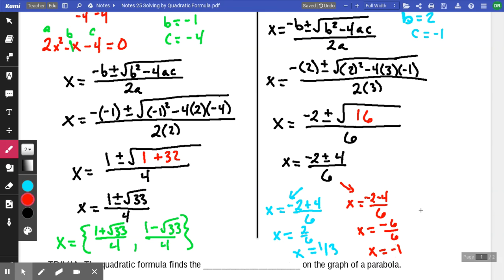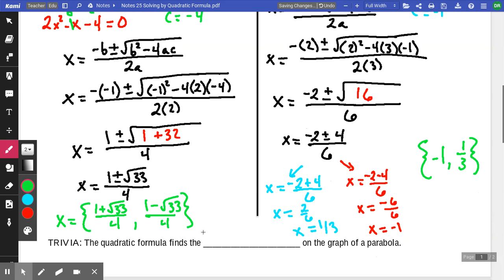And so we have our two solutions just like we should be getting. And again, we should always get two solutions with quadratic equations. So in this scenario, our two solutions are -1 and +1/3.